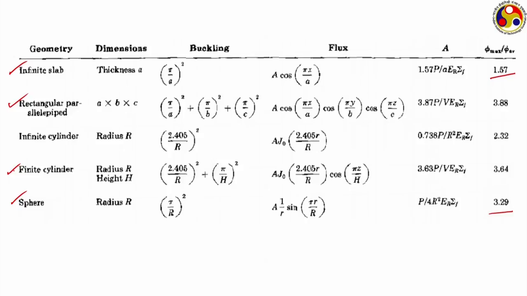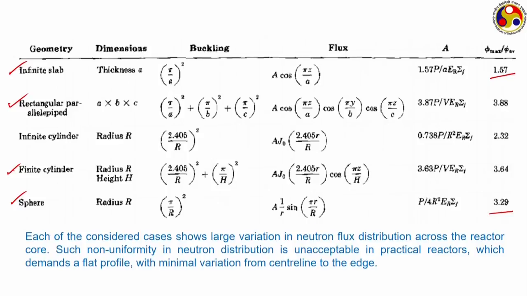Now, this is not at all desirable, because inside the reactor we would always like to have a flat profile of the neutron flux, so that the rate of reaction remains more or less the same in every part of the reactor.